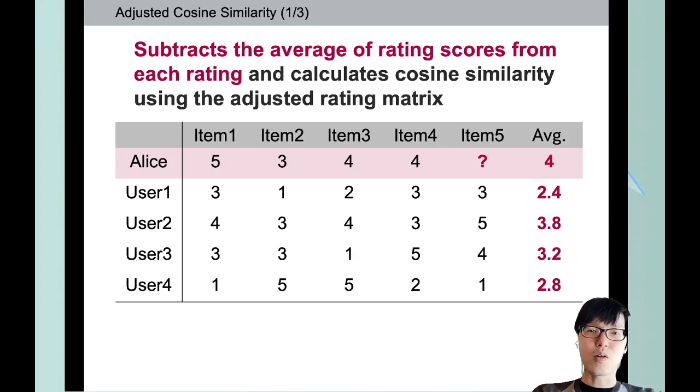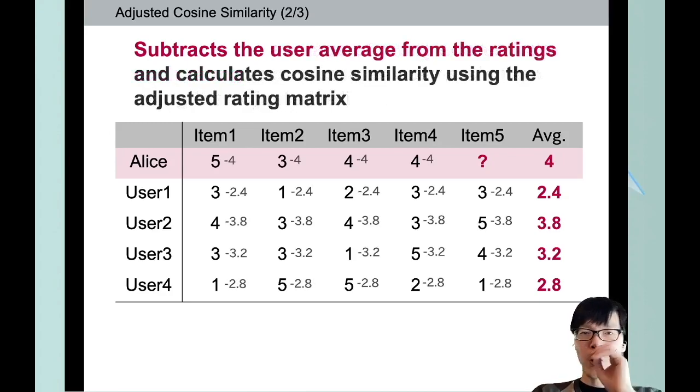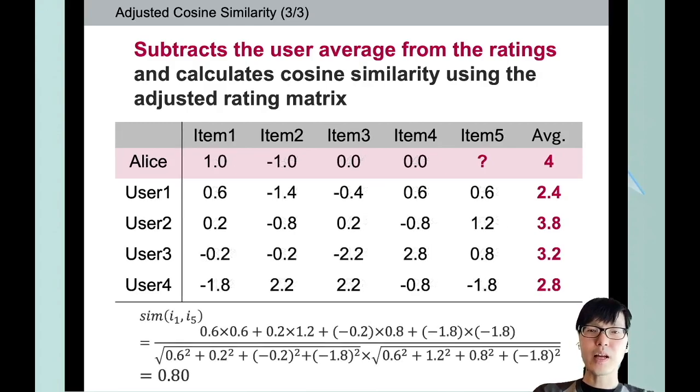Let's see an example on this table. This table shows the rating score of each user for 5 items. We can obtain the average rating score of each user using rating scores like this. Then we subtract the average rating scores from each rating score like this. Then we obtain the adjusted rating scores like this. Now finally, we use these adjusted rating scores to compute the cosine similarity between the item and item.